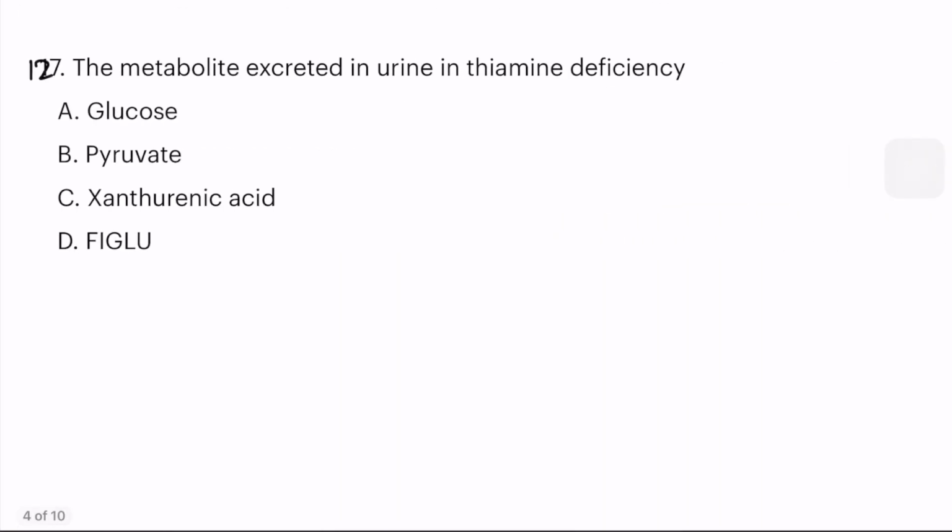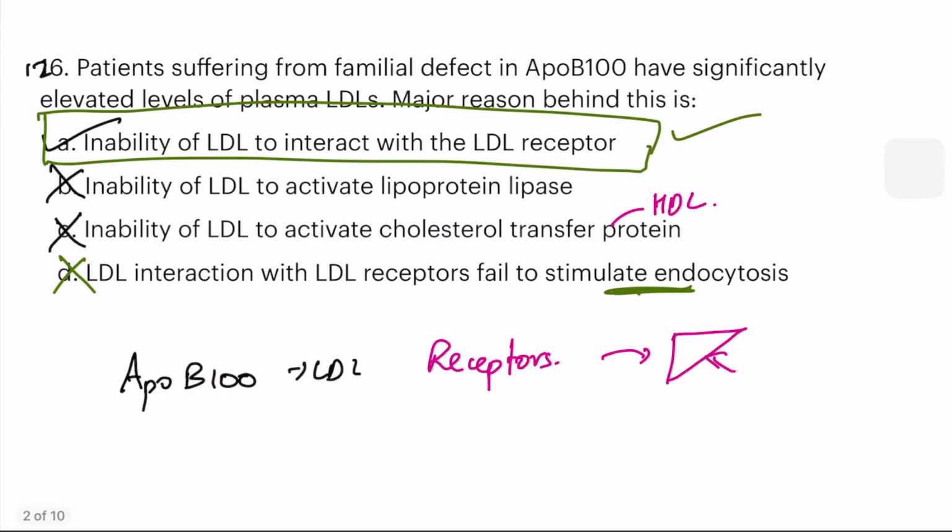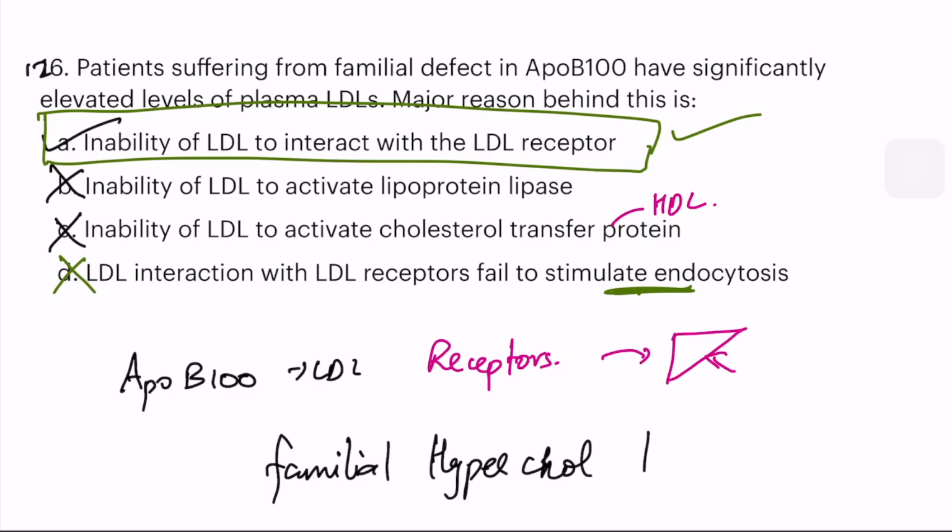And what is this disease called? This is familial ApoB100 defect, hypercholesterolemia type 2A.